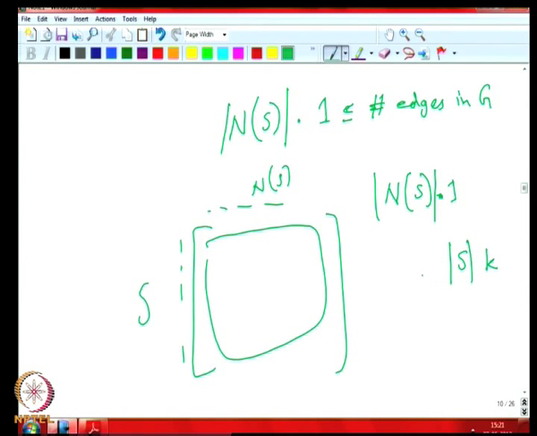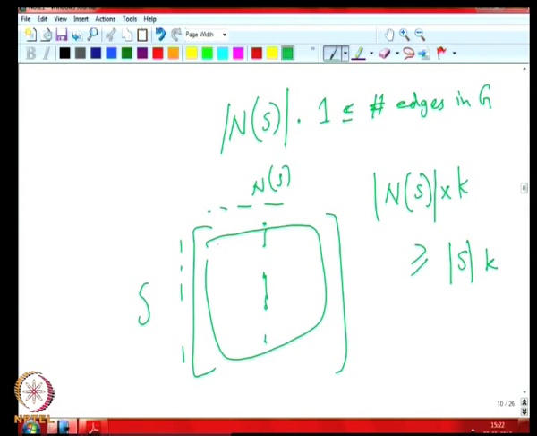So, this is at least N of S, but still we know that this cannot have more than K. While this is at least N of S, how big can it go? Each column can have at most K ones in it, so the maximum is N of S into K. So, this has to be greater than or equal to S into K, right? In the worst case, it can be N of S into 1, but in the maximum case, it can be N of S into K.